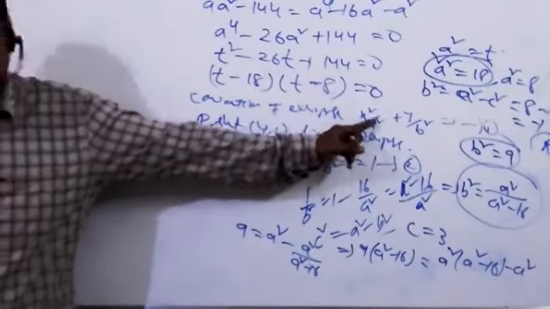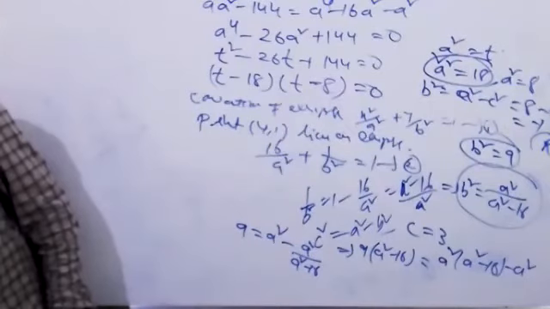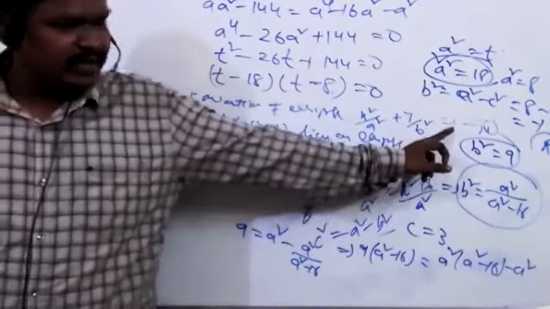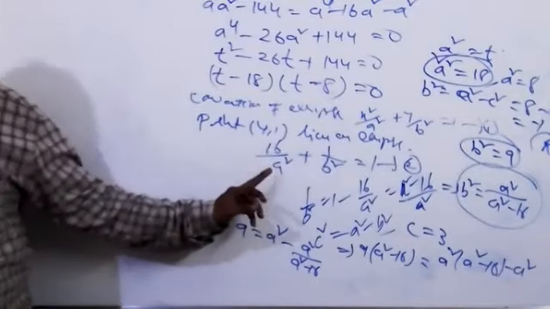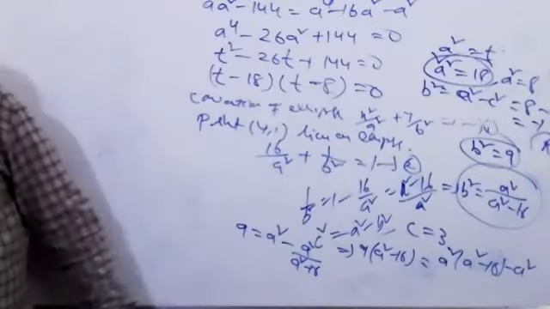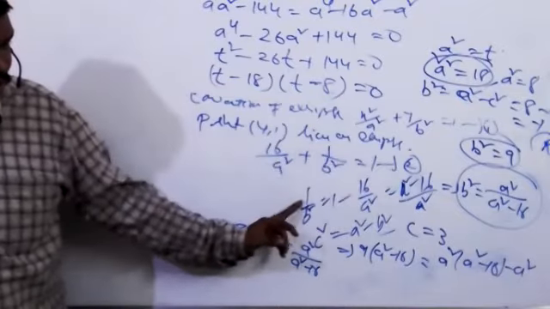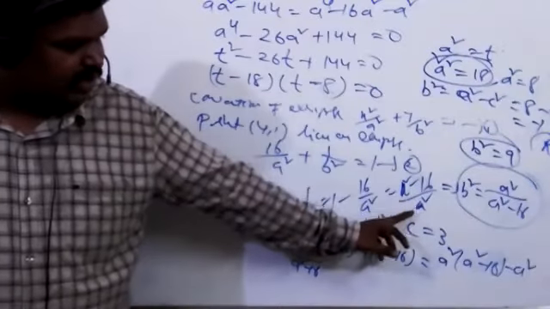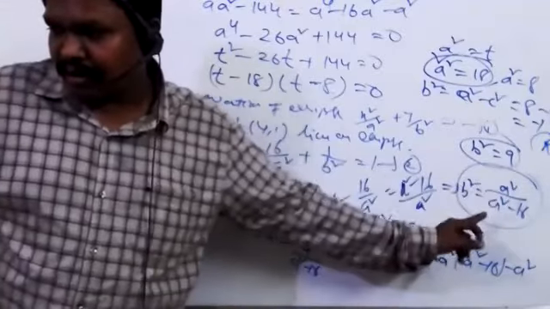See, foci lies on the x-axis, right? Yes, sir. Now the equation of the ellipse is x square by a square plus y square by b square is equal to 1. Then the point given, 4 comma 1, lies on the ellipse. Now substituting the point: 16 by a square plus 1 upon b square is equal to 1, equation 2. Then sending 16 by a square aside, 1 upon b square is equal to 1 minus 16 by a square, which is a square minus 16 upon a square. Then b square is equal to the reciprocal, a square upon a square minus 16.